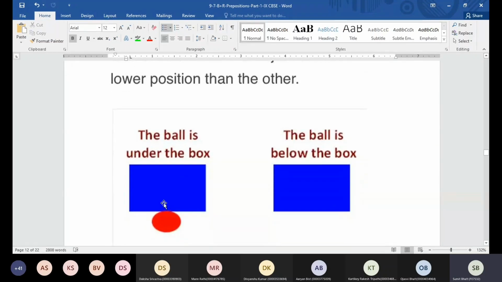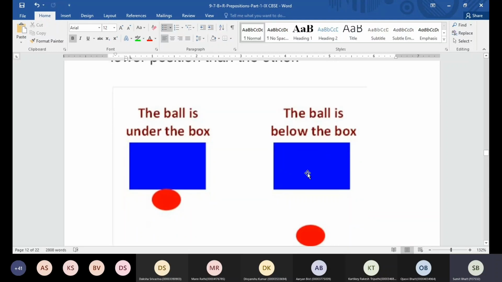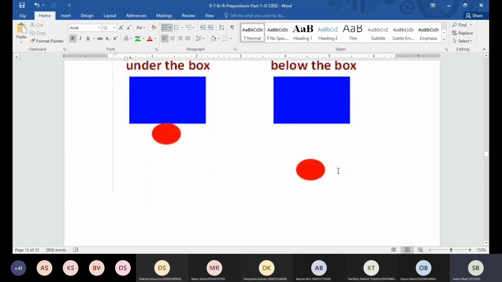Like the ball is under the box. So we are talking about they may be in contact or may not be in contact, but one thing is covering the other. When I say the ball is below the box, that means we are referring to the position of two things. Box is on top, at the bottom there is the ball.